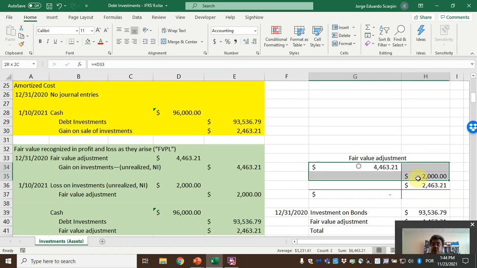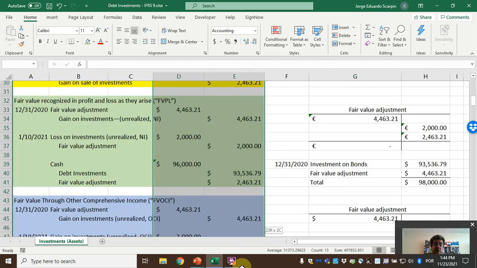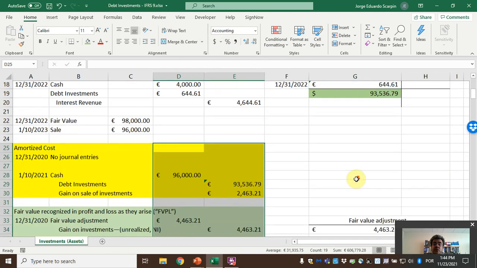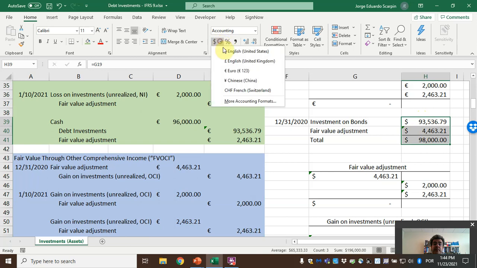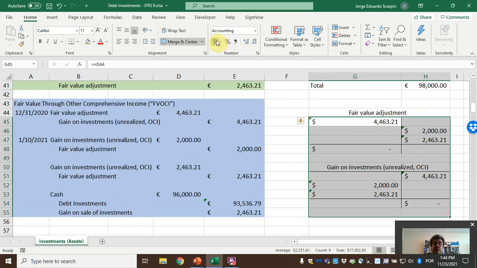Let's see. Oh, we need to change the currency here. It was based in US dollars, so let's move here to euro. The standard for my laptop is US dollar, so when I open it here now, it changes something.